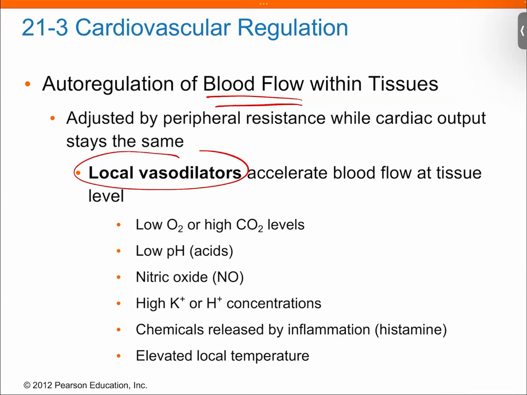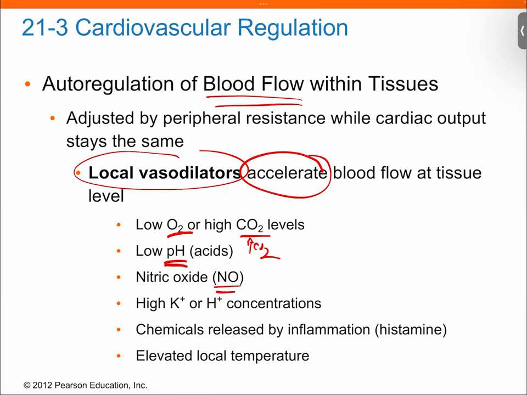Some of the things that control blood flow on a local level: for instance, oxygen and CO2 are controllers, right? If you have low oxygen, high CO2, that's going to be a controller for, in this case, accelerated blood flow. So you're looking at dilation, vasodilation, acceleration of blood flow. Low pH, which oftentimes comes with high CO2 levels, is also going to be an accelerator of blood flow through vasodilation.